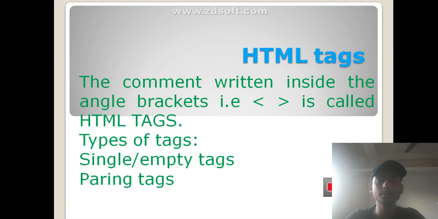While learning the HTML language, you have to know about the types of tags as well. The first is the single or empty tag. What it means, I will tell you. And the second is the pairing tag. There are two types of tags, empty and pairing tag.